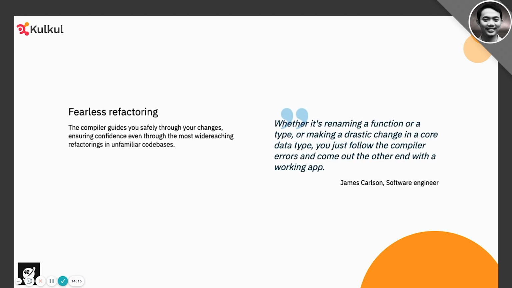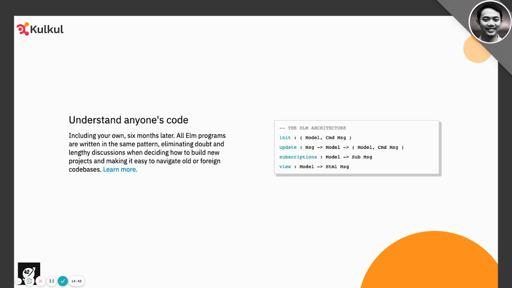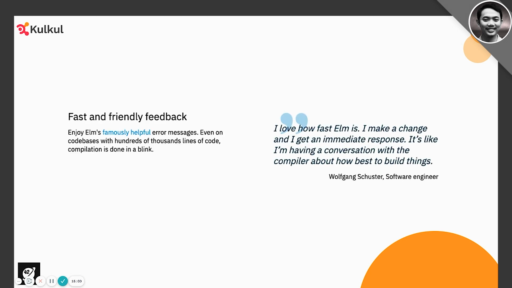It's very interesting. And like I said before, fearless refactoring, where the compiler guides you safely through your changes and gives you confidence even through the most wide-reaching refactoring in an unfamiliar code base. It's very awesome, because whether you're renaming a function or making drastic changes in a core data type, you just follow the compiler, and by the end of the day, you can get a working app. The other good thing is something really specific to Elm, a model for building reliable apps, but let's skip it.